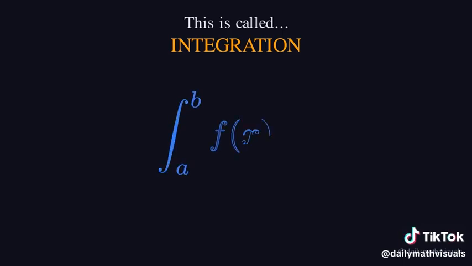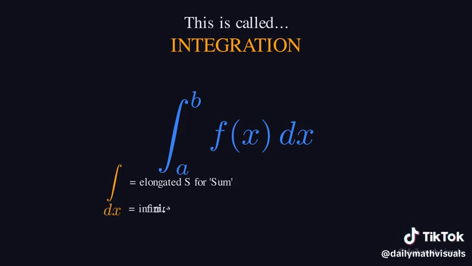This symbol, the integral sign, it's literally an elongated S for sum, because that's what we're doing, summing up infinitely many pieces. The dx represents the infinitely small width of each rectangle, and f of x is the height. Together, f of x times dx is the area of one tiny rectangle.